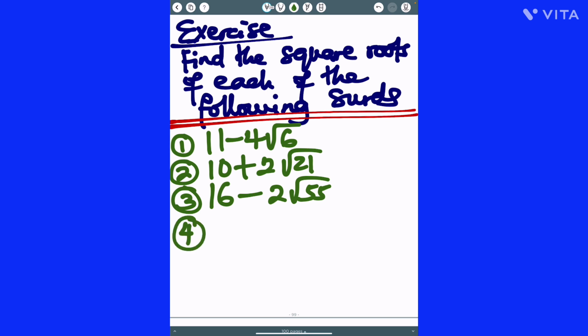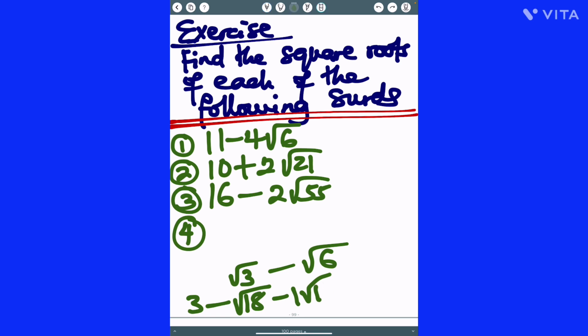So let's form another one with root 3 minus root 6. Root 3 times root 3 will give us 3. Root 3 times minus root 6 will give us minus root 18, minus root 18, plus 6. So that means 3 plus 6 is 9. 9 minus 2 root 18.